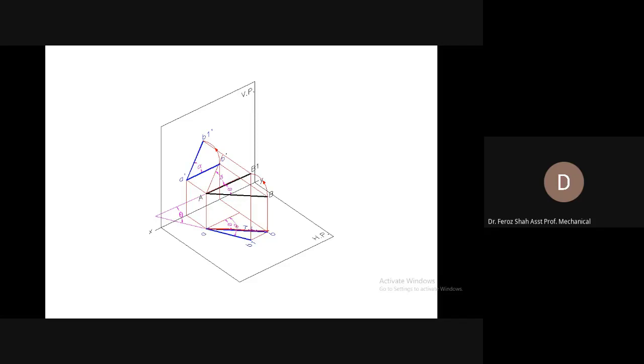It is called apparent angle because you haven't changed the angle with respect to the vertical plane. That remains the same, which was initially phi with the vertical plane, but only you have changed the inclination with the horizontal plane, and the effect of that is that the apparent angle in the top view appears to be greater than phi, and that apparent angle will be called beta.